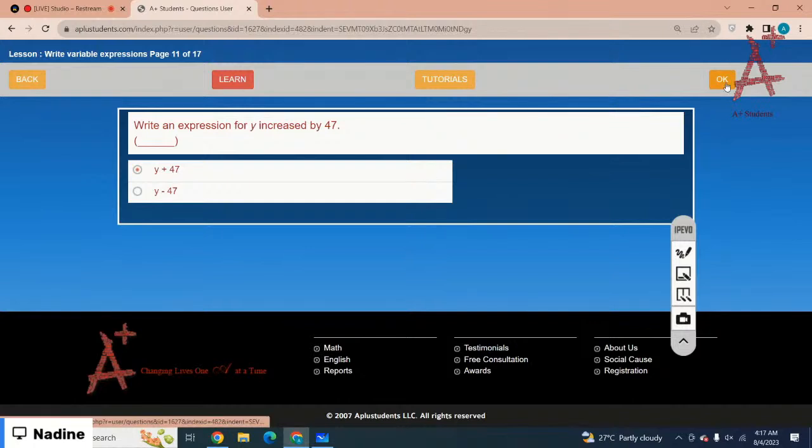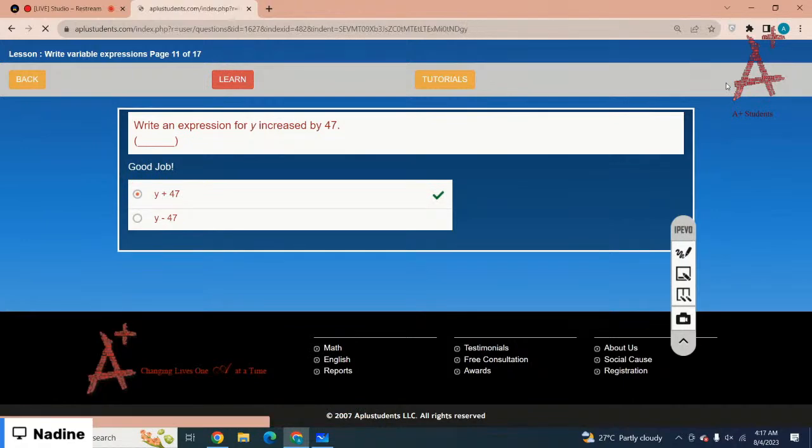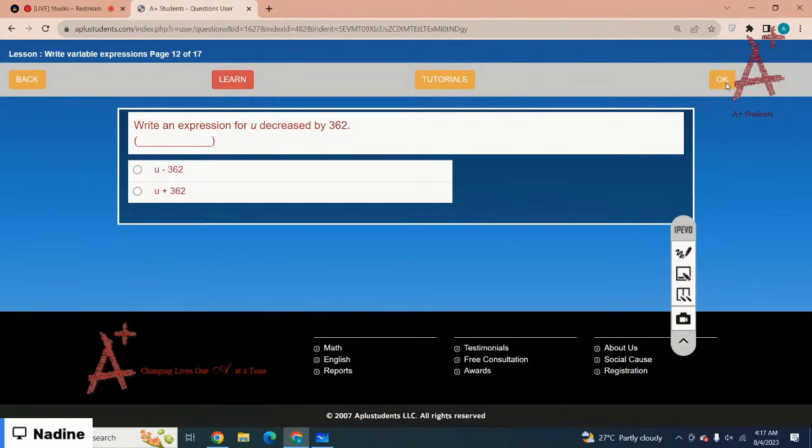Be careful when you're writing the expressions. If they are sum, that would be easy, but if they are subtracted, you have to see which number you have to write first. Like this one, write an expression for U decreased by 362. So U is decreased, it would be U minus 362, right? U minus 362. Option 1 is the correct option.